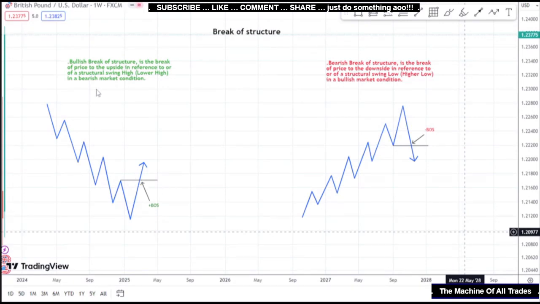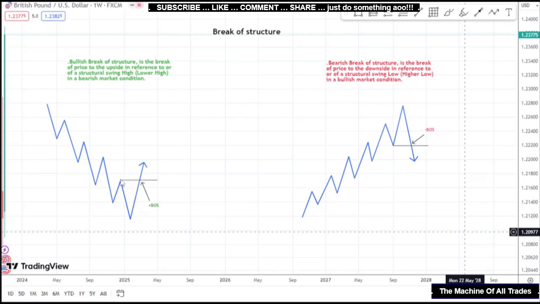Break of structure. Here's an explanation of what we mean by break of structure. A bullish break of structure is the break of price to the upside in reference to a structural swing high, or lower high in this case, in a bearish market condition. So this is a bearish market. This is a bullish break of structure.